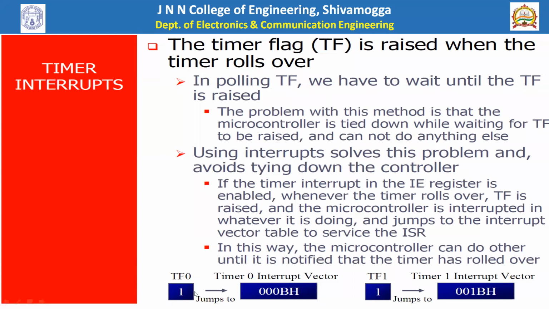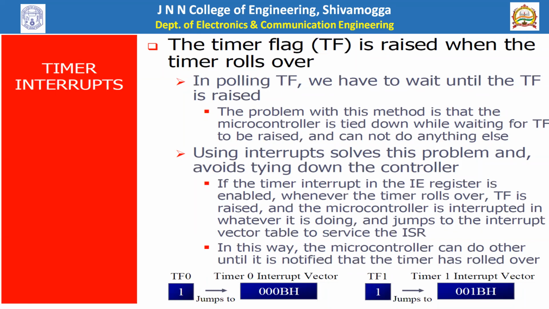See here, TF0 is 1. When TF0 is 1, it jumps to the interrupt vector table, that is, the location 000B. When TF1 is 1, the program jumps to 001B automatically. But in our program, we were polling the timer flag using the JNB instruction. In module 4, you have to just recall, we were using JNB TF.